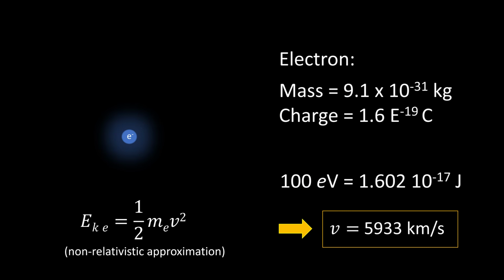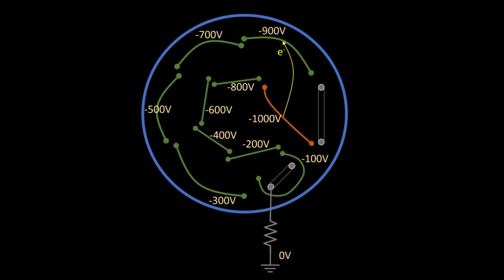Now if you're wondering how fast an electron is moving that has a kinetic energy of 100 electron volts, we can quickly do a non-relativistic approximation and calculate that it's moving at about 6000 kilometers per second. Pretty fast actually from our perspective. With this kinetic energy gained, the electron hits the first diode and releases that 100 electron volts of energy on multiple other electrons in the material, which now also have sufficient energy to escape.